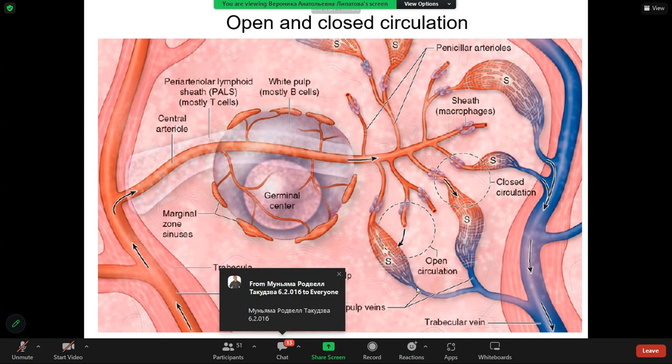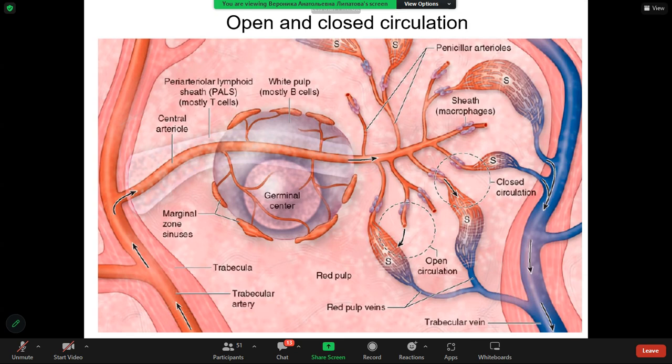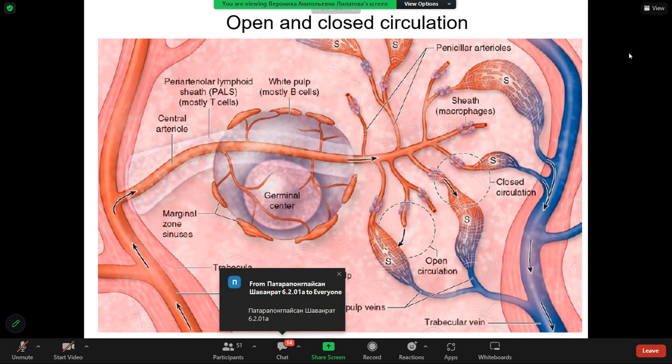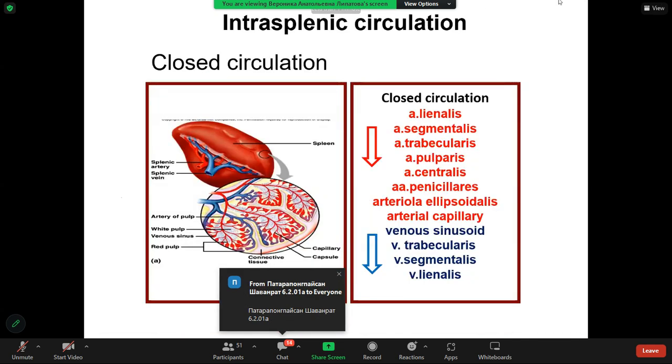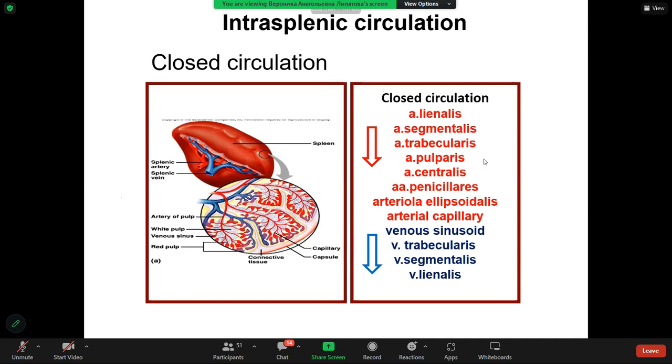After this, trabecular vein, and splenic vein, portal hepatic vein. If we summarize, closed circulation: splenic artery, segmental artery, trabecular artery, pulpar artery, central artery, penicillary artery, ellipsoidal arteriole, arterial capillary.